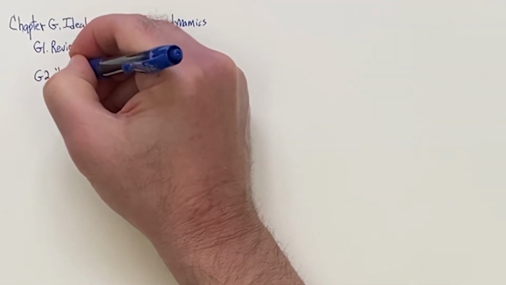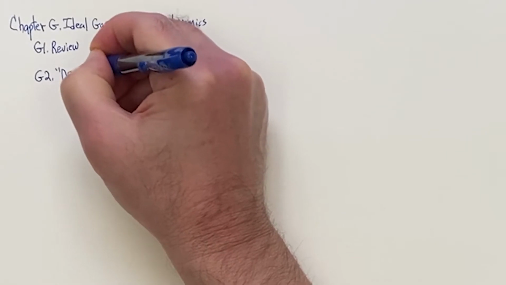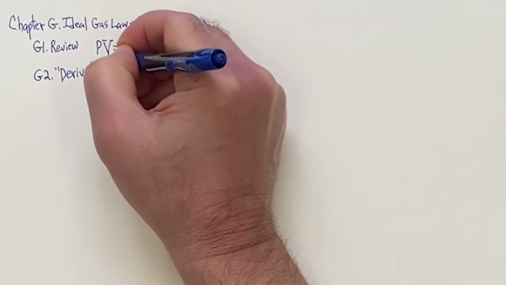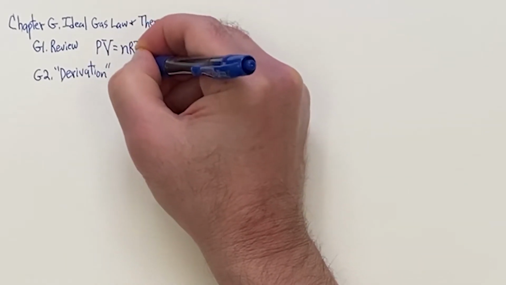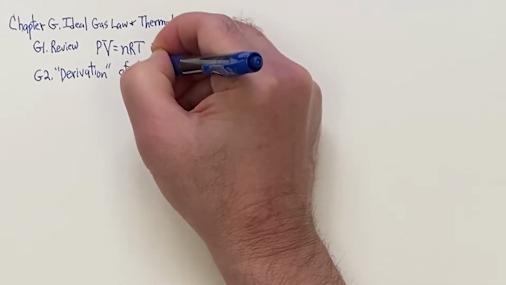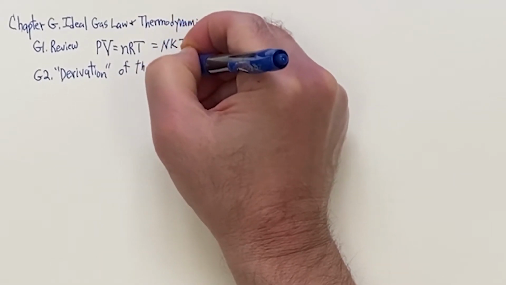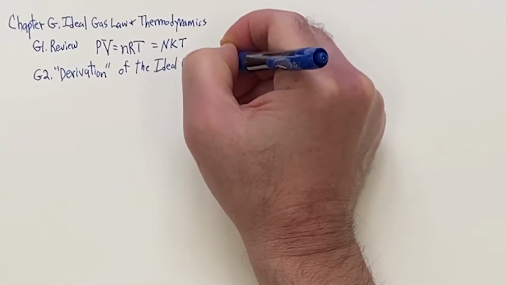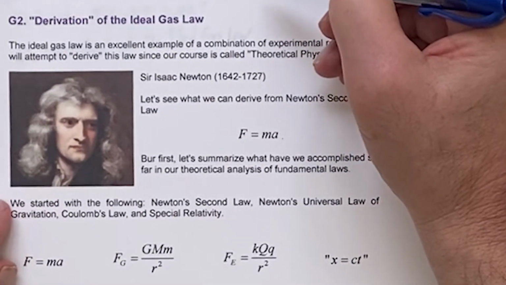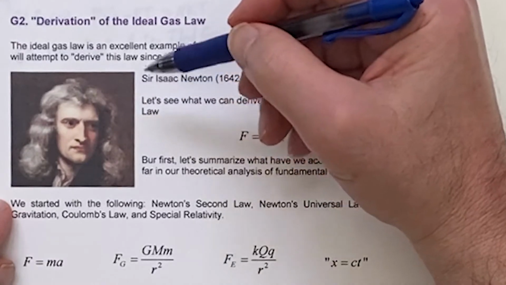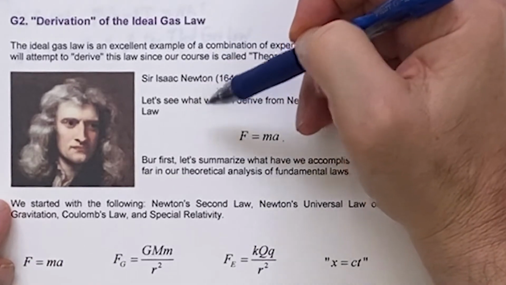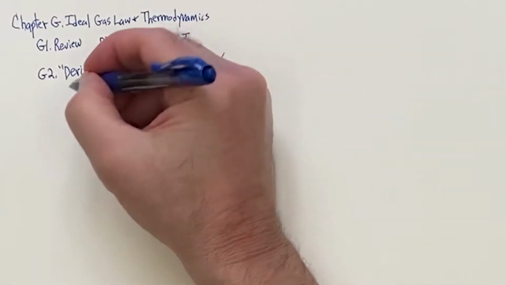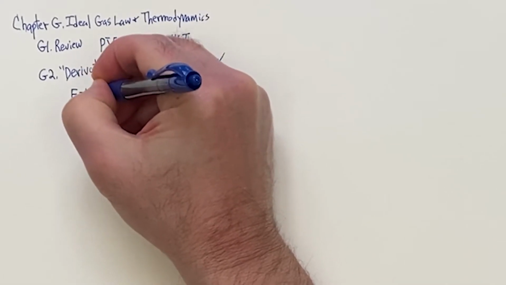G2, derivation. Let me put the quotes there, since we don't mean our derivation to be rigorous derivations, but to help us understand how physics is connected. Derivation of the ideal gas law. We're going to use Newton's law, F equals ma, for the change in momentum with respect to the change in time in this derivation. So we have Newton's law, F equals ma.